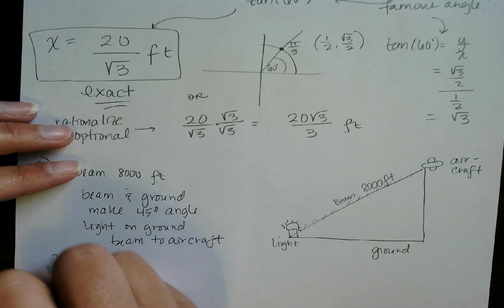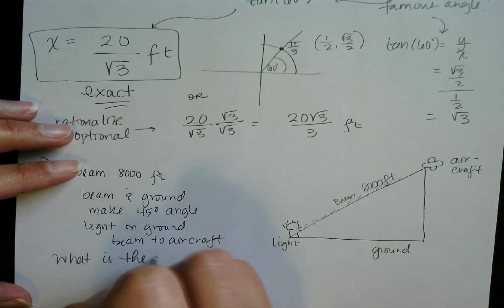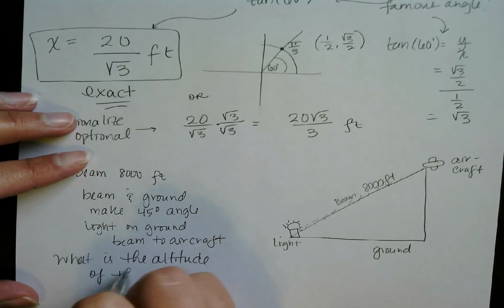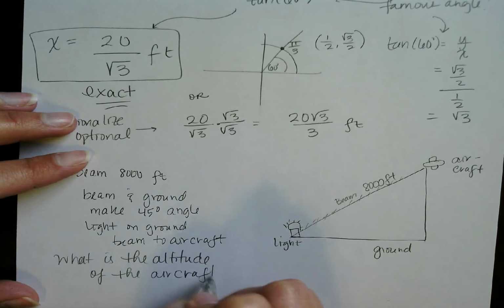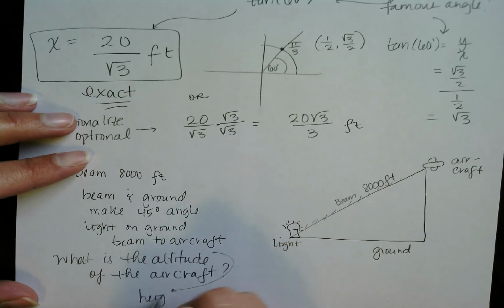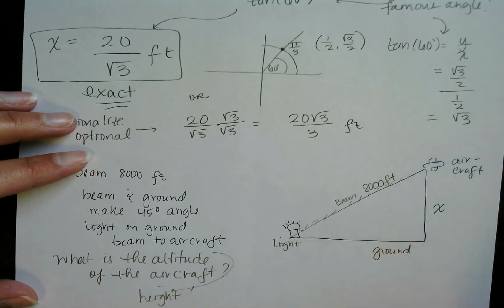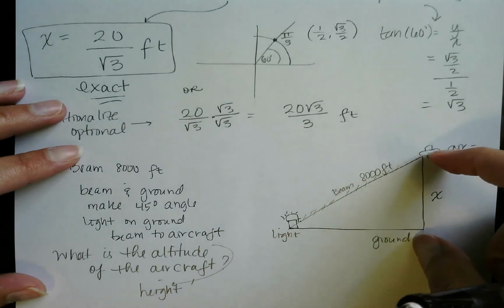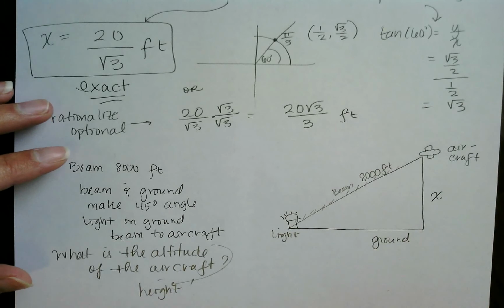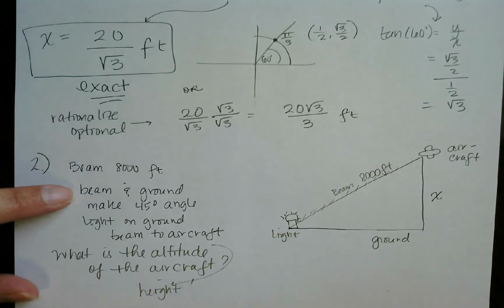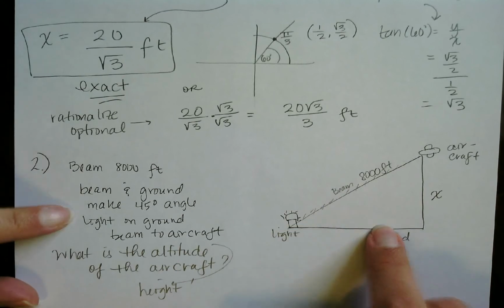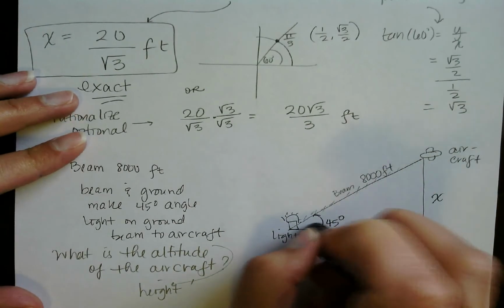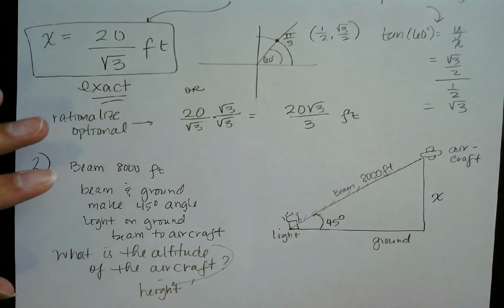It says, what is the altitude? Altitude of the aircraft. Altitude means what, ladies and gentlemen? Height. So this is what I want to know. There's my x. Okay. So last time I wanted the distance on the ground. This time I want the height. Okay, of the aircraft. Alright, it says that the beam and the ground make 45-degree angles. So here's my 45-degree angle. So you gotta make sure you put your angle in the right spot.